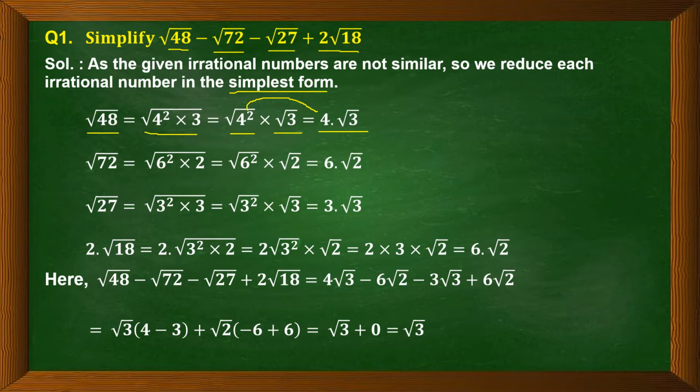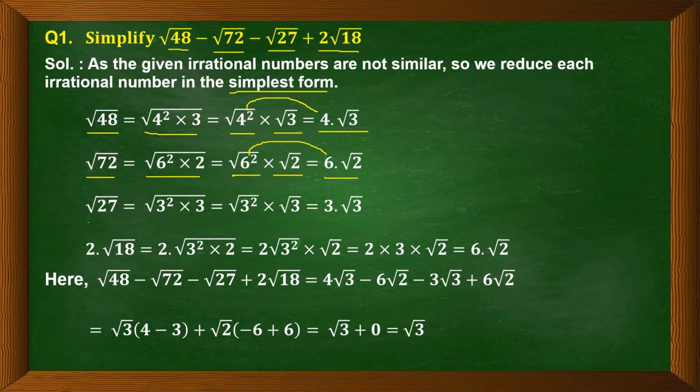Now let us move further. We have root of 72. 72 is 36 into 2. 36 is 6 square, so we can say root of 6 square into 2. Further split it into two parts, root of 6 square into root of 2. Root of 6 square is 6, so 6 root 2 is the simplest form of root 72.